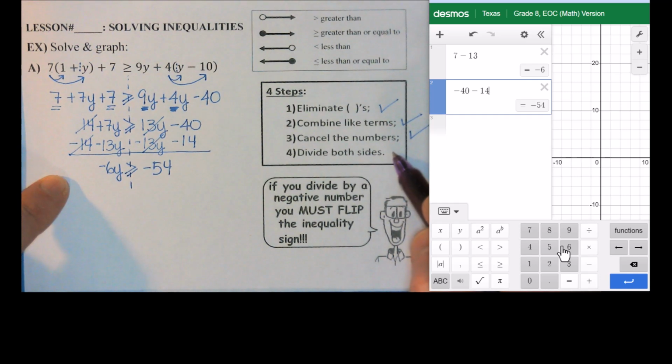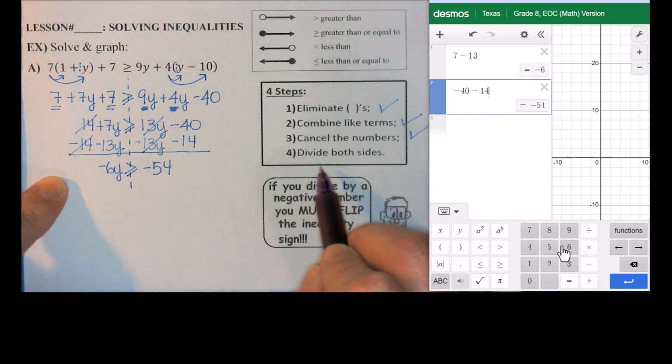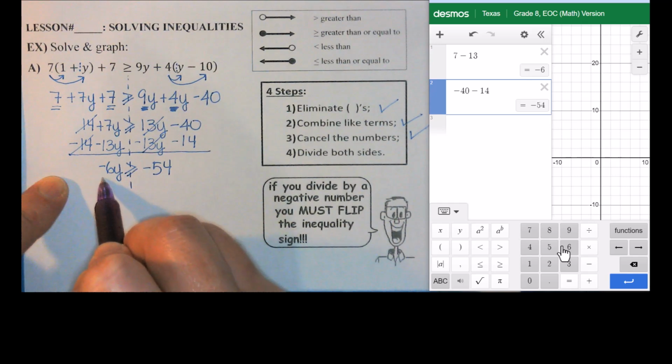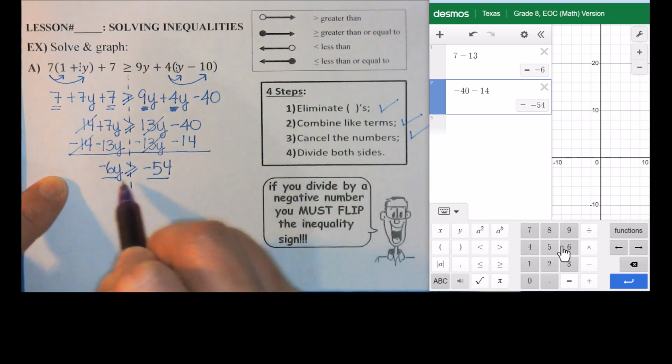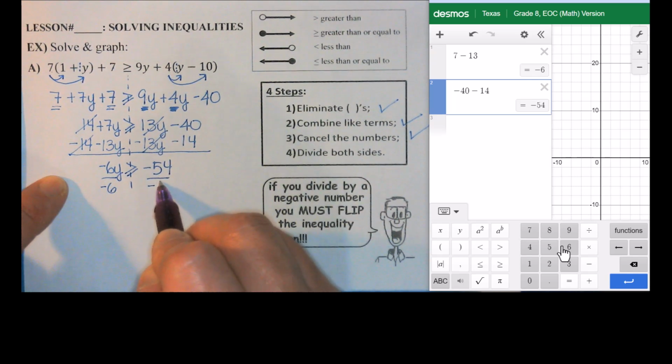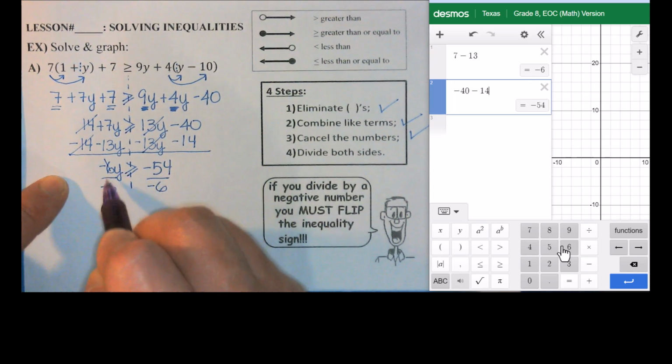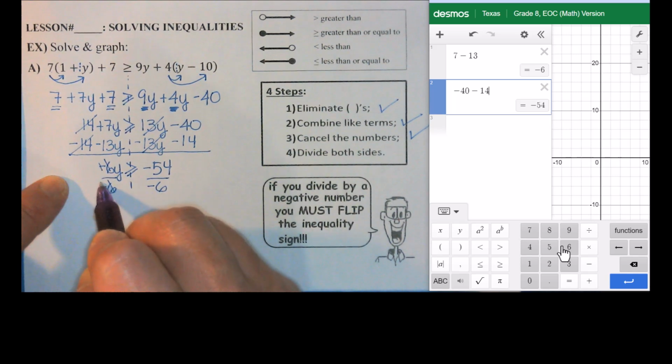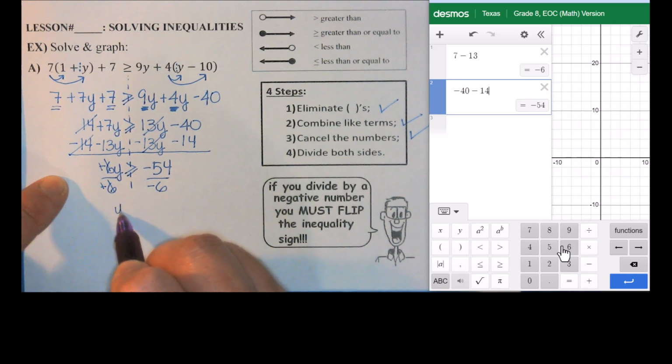And I'm ready for the final step. The final step says to divide both sides. So when I divide both sides, I divide by the number next to the letter. So in this case it is negative 6. So with that, 6 cancels, negative cancels, and the y is left alone. And that's what I want to happen.